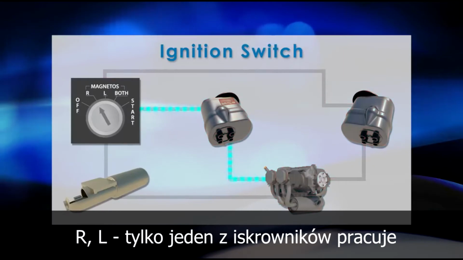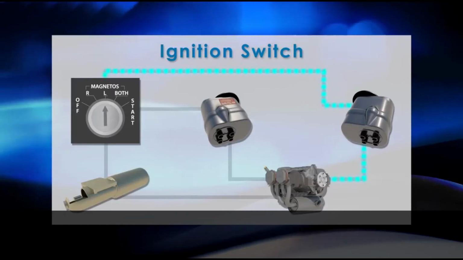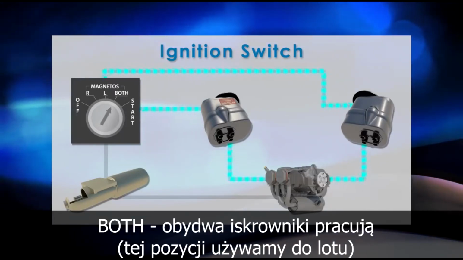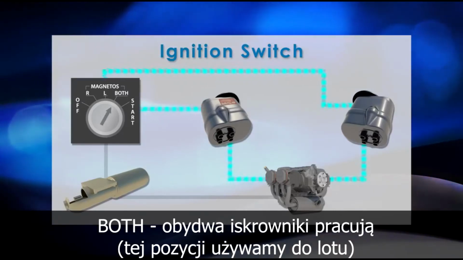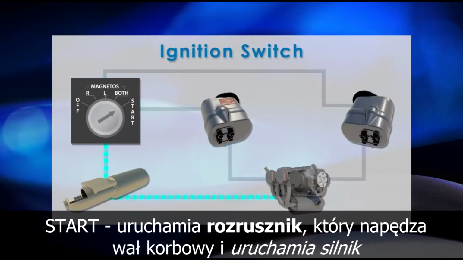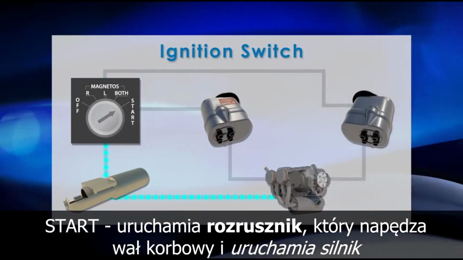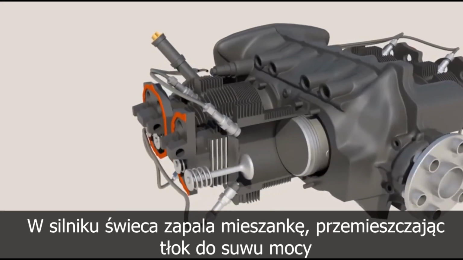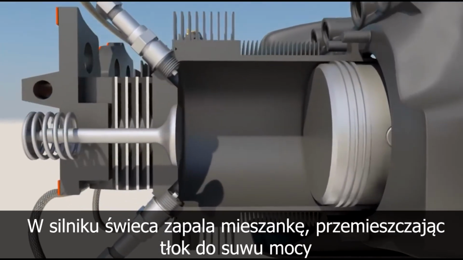If the switch was placed in the right or left position, then only that respective magneto would be powering its spark plugs. If the switch was positioned on the both selector, which is its normal position for flight, both magnetos would be powering the spark plugs. Finally, the start position. This engages the starter, which turns the crankshaft to start the engine. In the cylinders, the spark plugs ignite the fuel-air mixture, moving the piston in the power stroke.